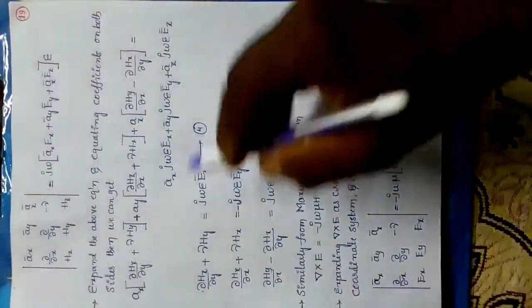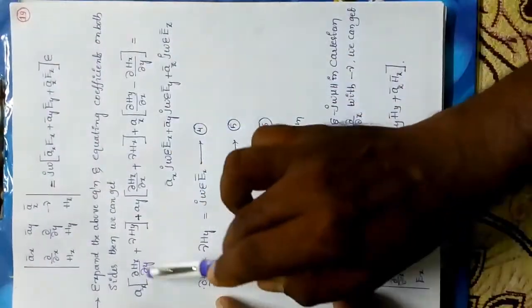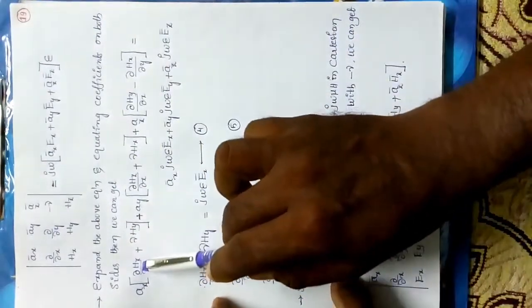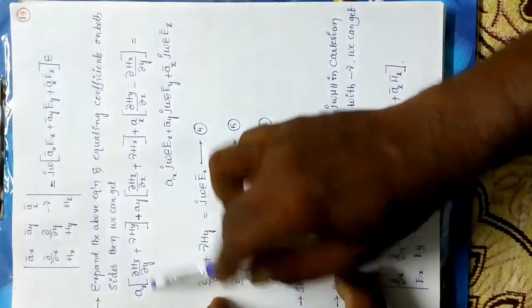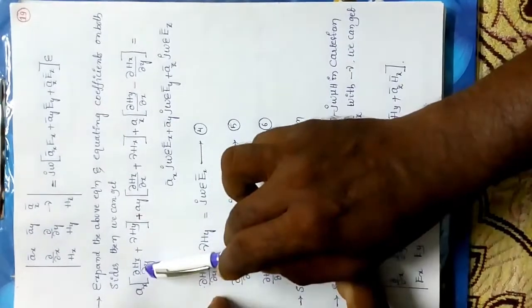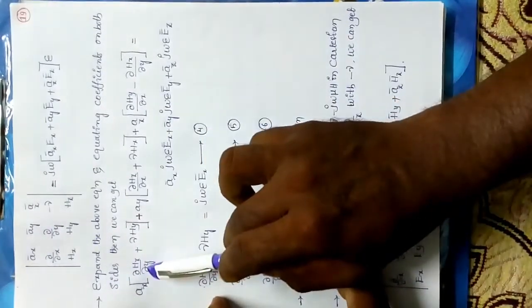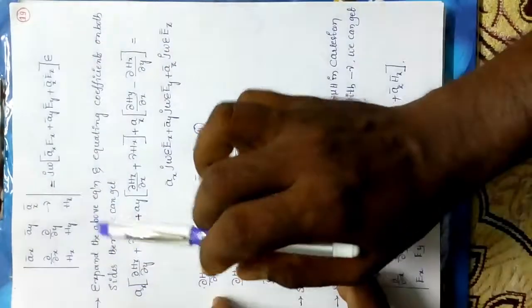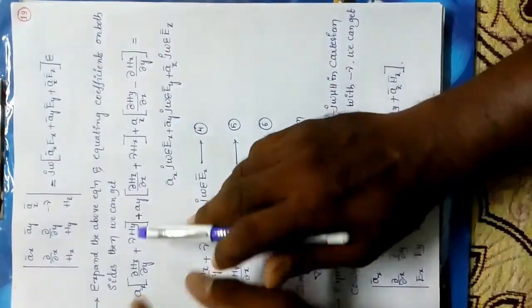What are we getting? ax into this term, ay into this term. How to get this term? If you know, you don't need to see. If you don't know, please see. If you know or if you don't know, please see all. How to get it like this?